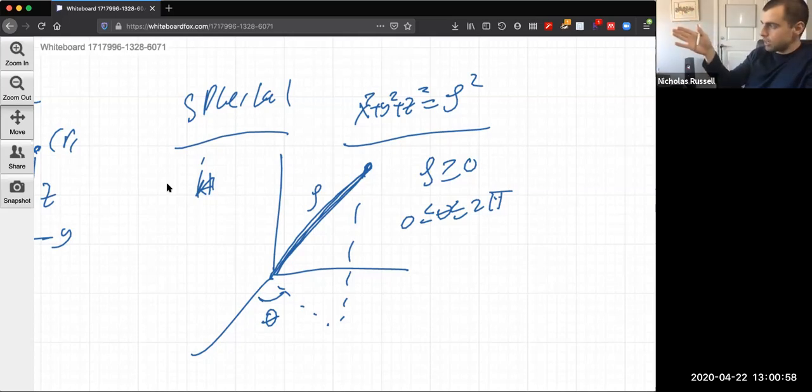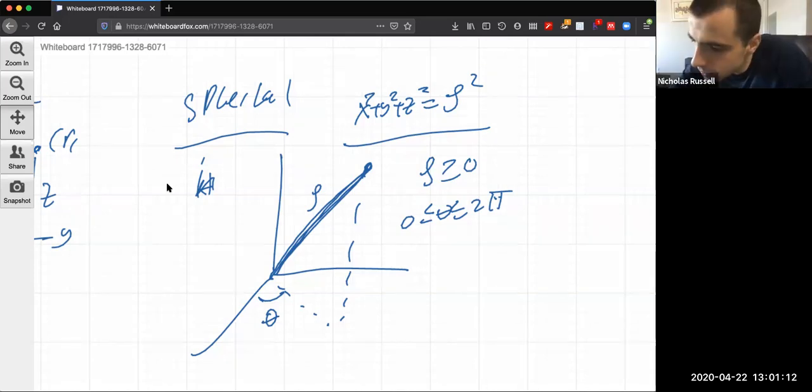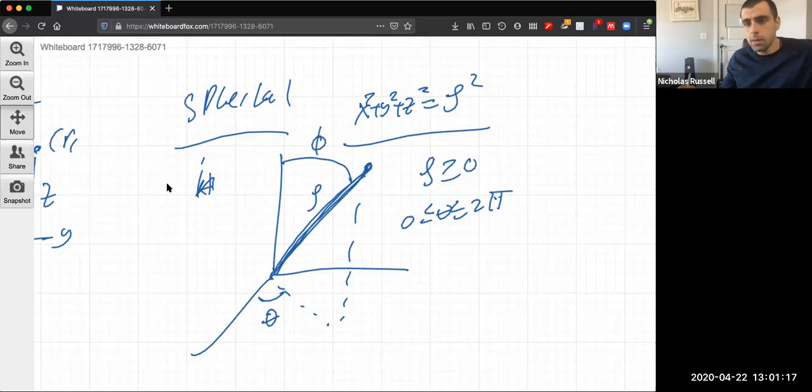Maybe it's in this direction. But now I haven't really told you where my angle's at. Let's say the star's up there. I want you to look up that way. And the way to do that is to think about the angle I'm making from the z-axis. It's actually this angle right here. This angle.